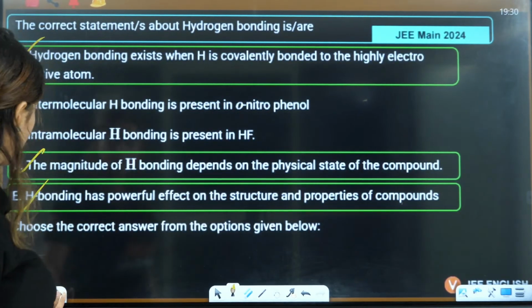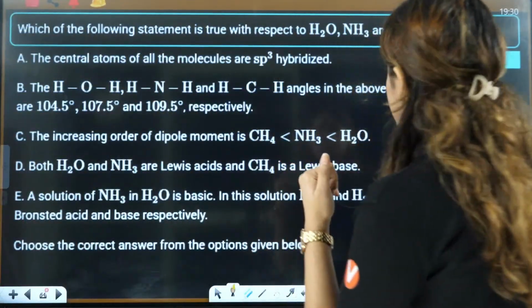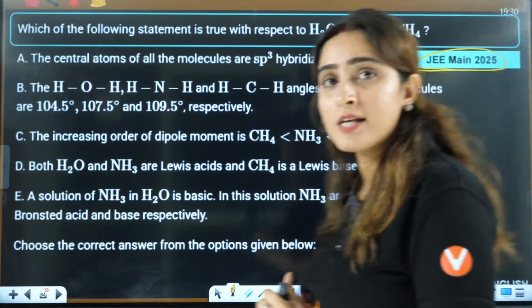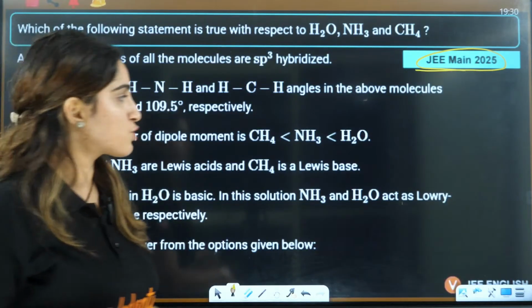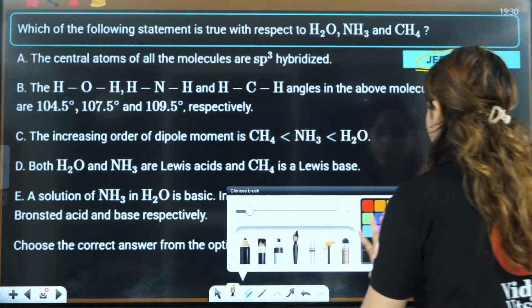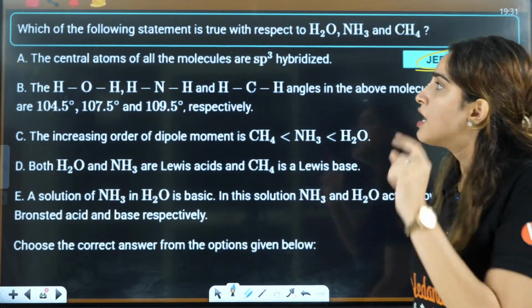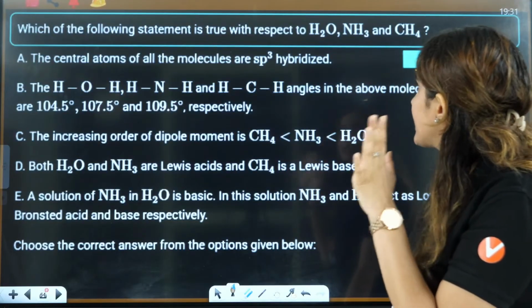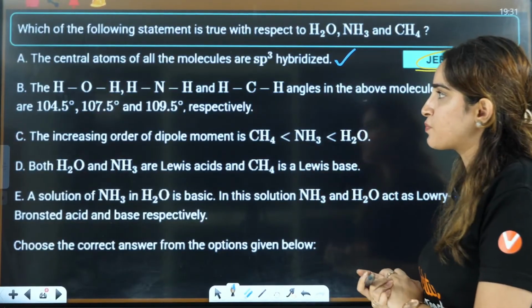Next is a JEE 2025 question, based on H2O, NH3 and CH4. All the different things that we have discussed in the P block and chemical bonding have been shown here. First is that the central atom of the molecules is sp3. Is it sp3? Yes, from VBT you know that it is sp3.